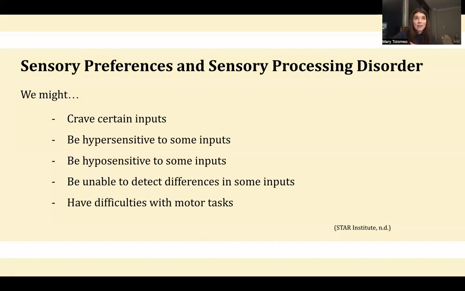We might be unable to detect differences in some inputs. So, an example of this would be being unable to tell whenever I have to use the bathroom: I have to go right now versus I think I could wait. Having difficulty with motor tasks, that is a way that sensory processing disorder can manifest.